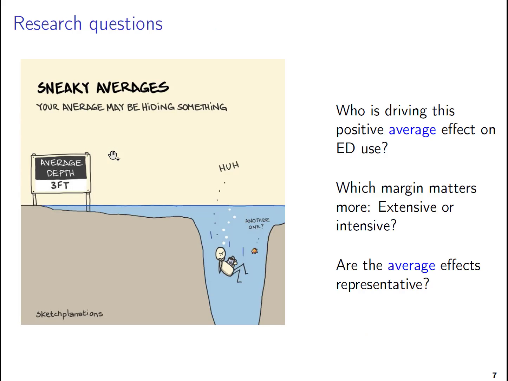Our main questions are summarized on this slide. It says, all right, so we know on average what's going on. Who is driving this positive average effect?